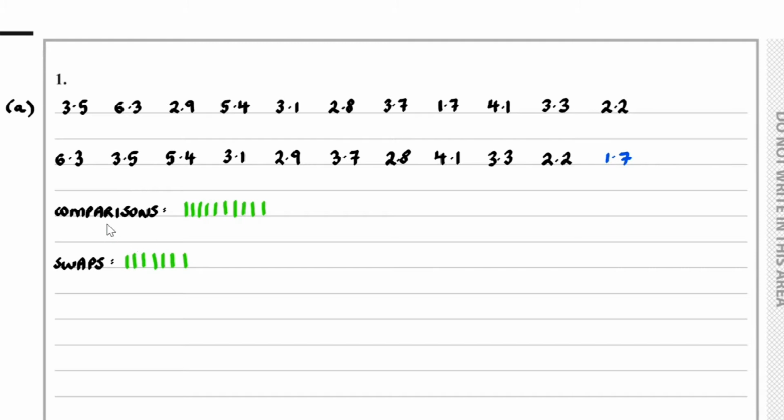How many comparisons do we have? 1, 2, 3, 4, 5, 6, 7, 8, 9, 10. We have made 10 comparisons. How many swaps have we made? 1, 2, 3, 4, 5, 6, 7. We have made 7 swaps.